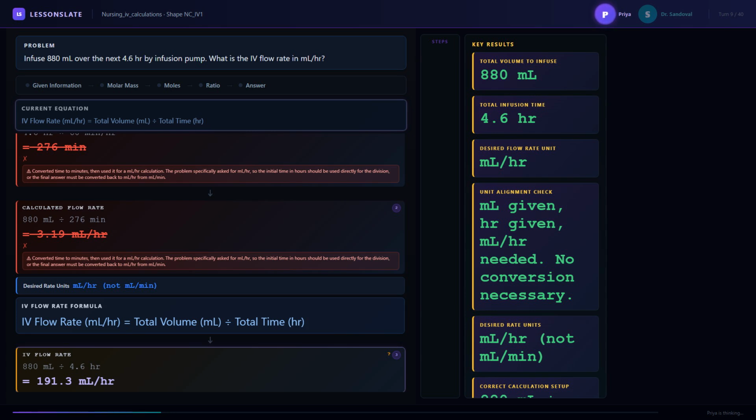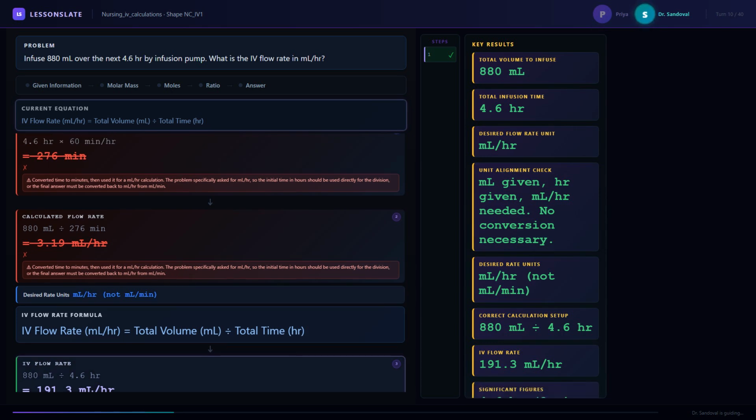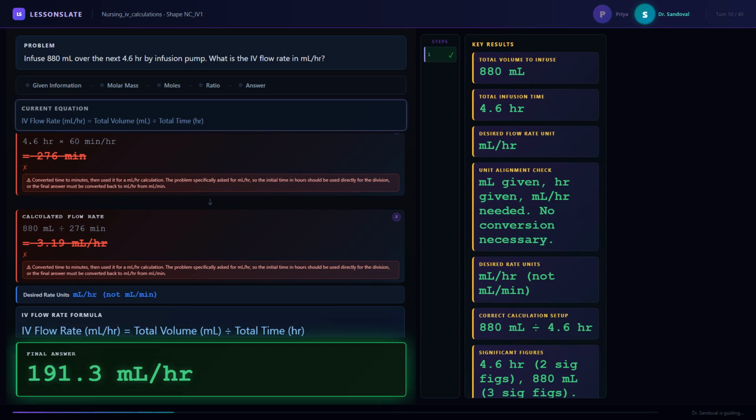Does that sound right, Dr. Sandoval? That's exactly right, Priya. 880 milliliters divided by 4.6 hours gives you 191.304, and so on. Rounding that to one decimal place, or 4 significant figures, which matches the precision of your given time, results in 191.3 milliliters per hour. Congratulations, you've solved the problem.